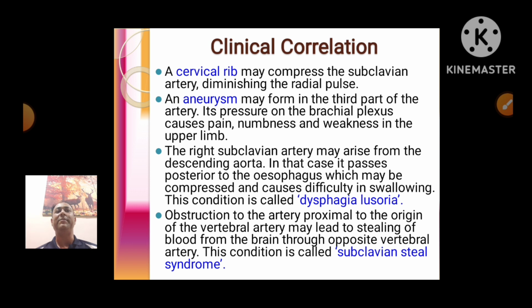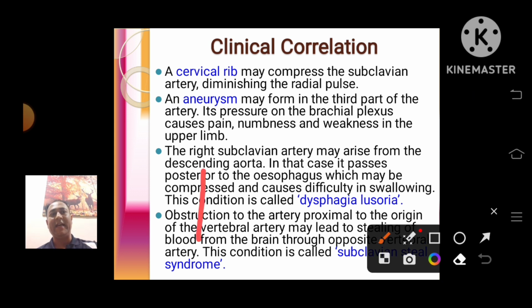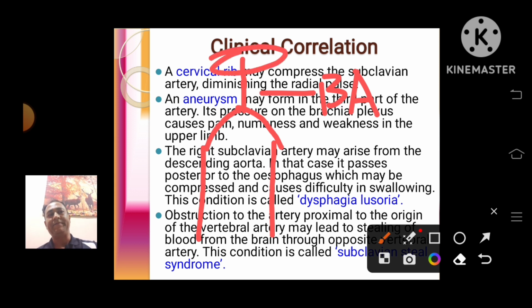to a stealing of the blood from brain through opposite vertebral artery. This condition is called subclavian steal syndrome. This is an important one-liner or a question. अभी ये कैसे होता है मैं आपको बताता हूँ. एक्चुअली राइट एंड लेफ्ट वर्टेब्रल आर्टरी ऐसे जाती है, फिर ऊपर जाके वो एक दूसरे के साथ एनास्टोमोस होके एक सिंगल आर्टरी बना देती है. इसका नाम है basilar artery and ultimately they end by supplying the base of the brain.